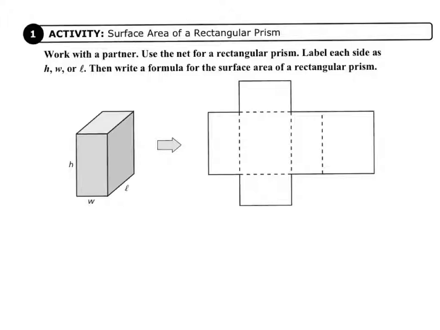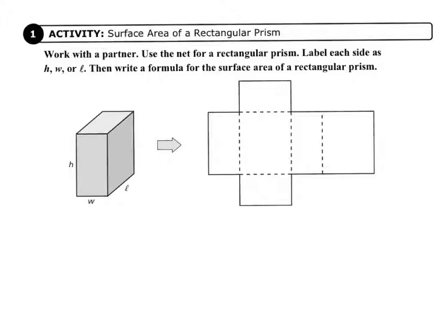Today we'll be starting on page 185 in your Record and Practice Journal. Activity 1, Surface Area of a Rectangular Prism. We'll be using the net for a rectangular prism. So from 6th grade math, you should remember that a net is a two-dimensional representation of a three-dimensional figure.